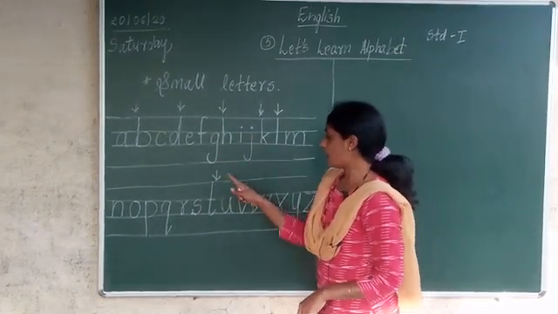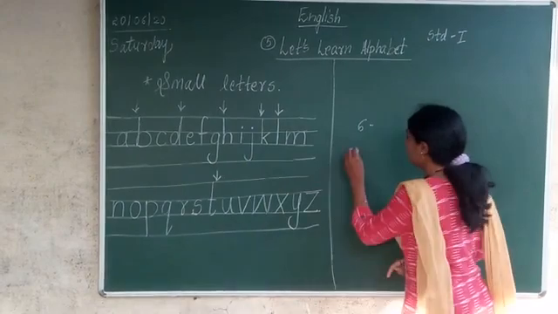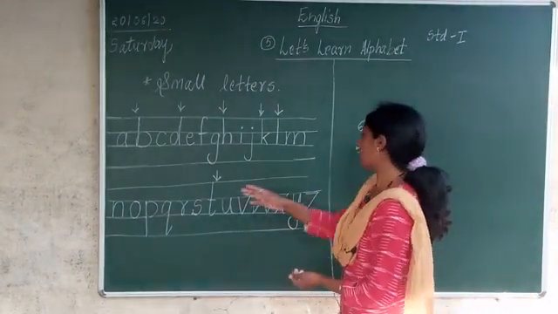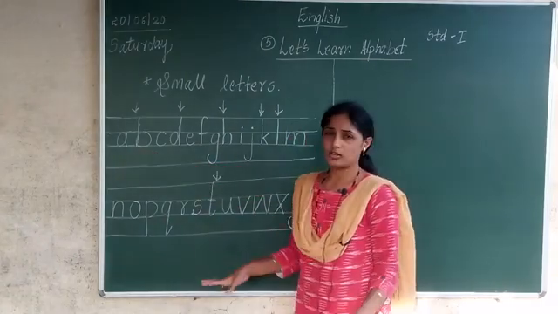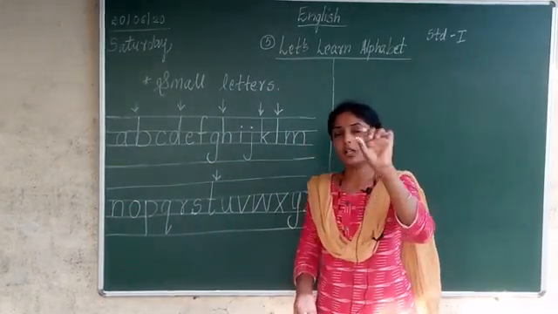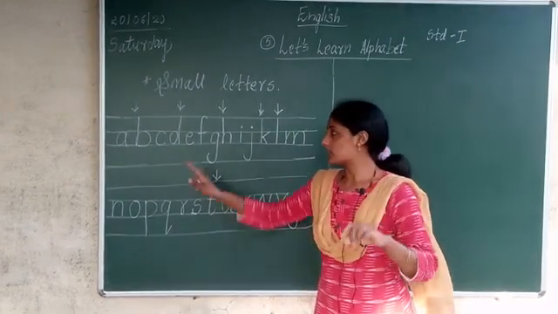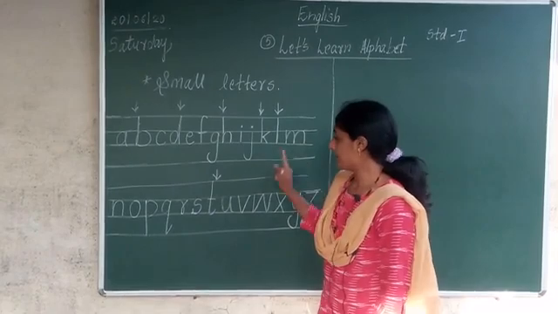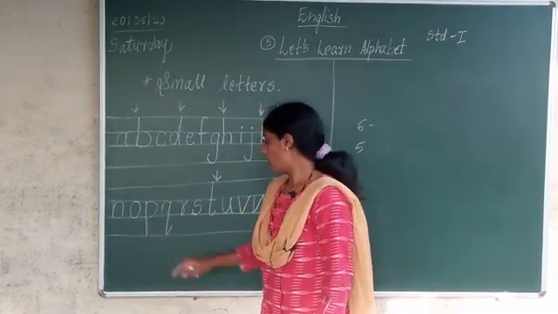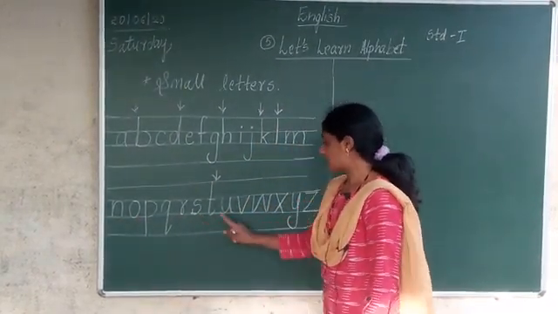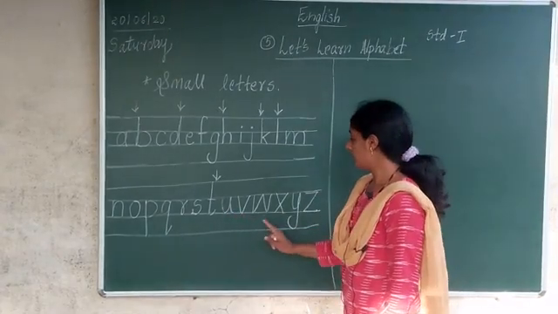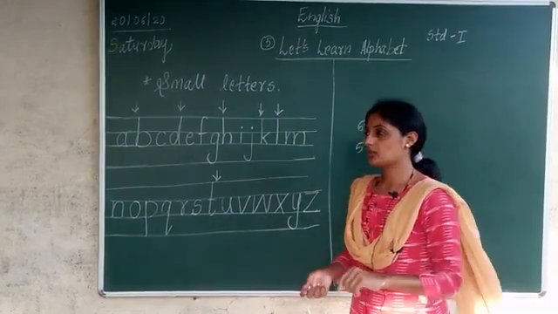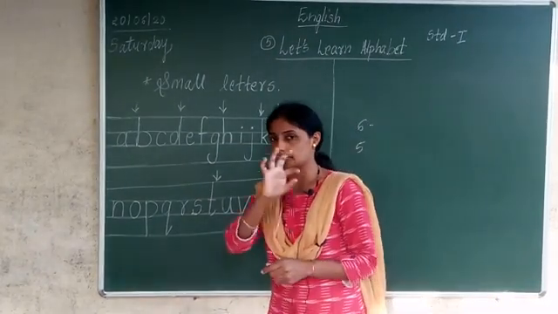G, J, 1, 2, 3, 4, 5. 5 letters are touching the fourth line, downside. And the remaining letters are not touching anywhere. They are just written in the middle two lines. A, C, E, I, M, N, O, R, S, U, V, W, X, and Z. They are just written in the middle two lines, second and third line.